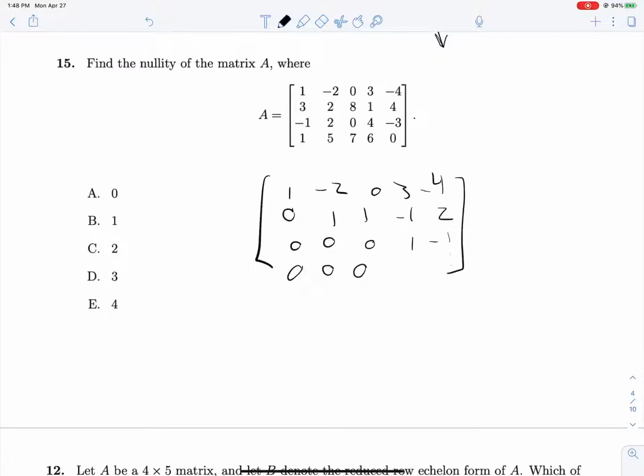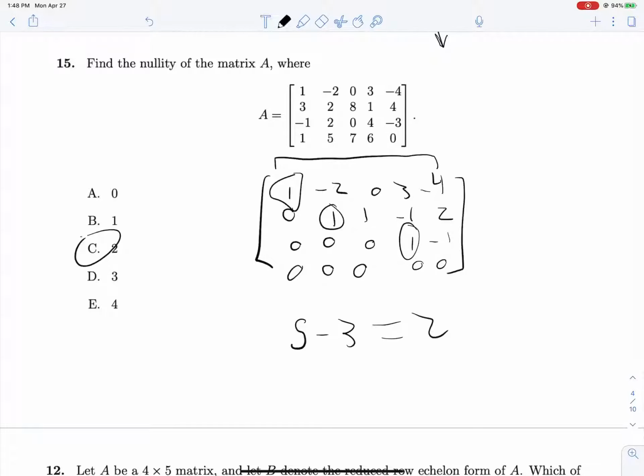So we can turn this into a 1, negative 1, and set it to 0, 0 using row 3. And we see we have 1, 2, 3 pivot positions. As a result, the nullity of this matrix is its number of columns, which is 5, minus the number of pivots, which is 3. So we get 2 as our nullity.